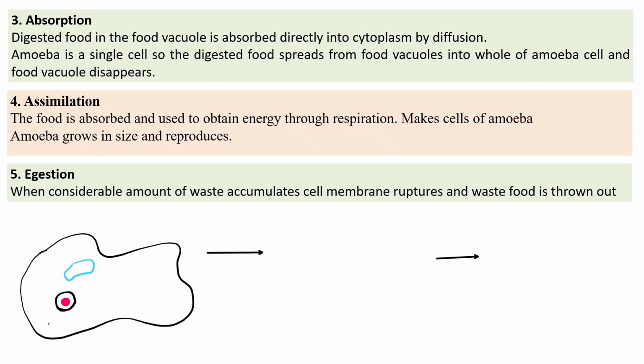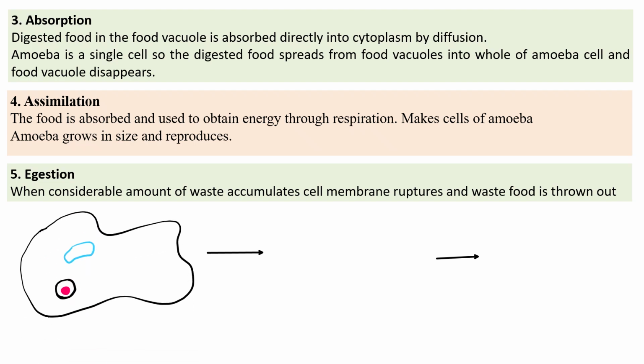Now the food has been broken down, digested. The digested food in the food vacuole is absorbed directly into the cytoplasm by diffusion. As amoeba is a single cell, the digested food will spread from the food vacuole into the whole of the amoeba cell and the food vacuole will disappear. Now when absorption has taken place, the next is assimilation.